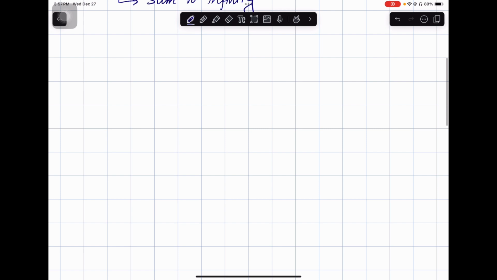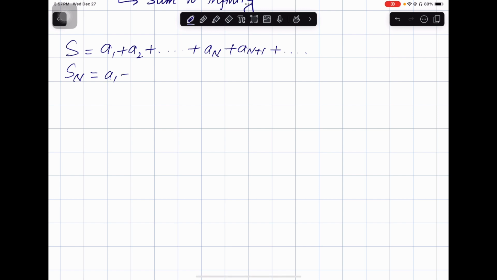So S can be written as a1 plus a2 plus dot dot dot plus an, the nth term, plus a(n+1) plus dot dot dot, and so on till infinity, right? And Sn, on the other hand, is the sum till the nth term. So it is just a1 plus a2 plus dot dot dot plus an.